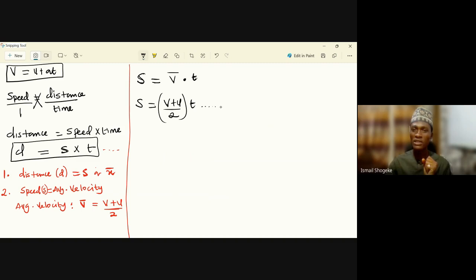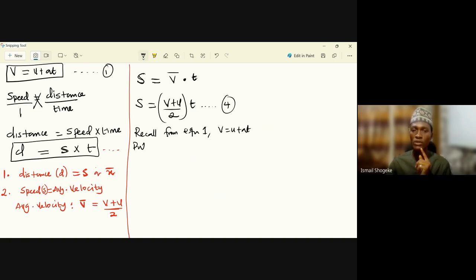Now, this equation is going to be referred to as our fourth equation, and it's a very important equation in physics. It's going to give rise to the other two equations that we're going to discuss right now. So now, we know S equals (V plus U) over 2 multiplied by t. Now, recall from equation 1, V equals U plus at.